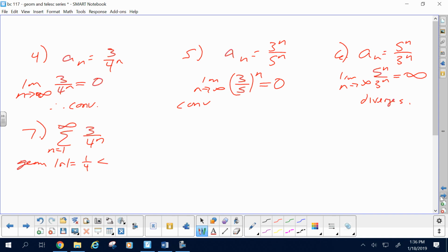Does that satisfy the condition of less than 1? Yes. So we state that it converges. They also said if it converges, find the sum. How do I find the sum if I have an infinite geometric series? Sum formula: a1 over 1 minus r. What's a1? 3/4, and the common ratio? 1/4. So what is 3/4 over 1 minus 1/4? It's 1, yeah, it's just 1.